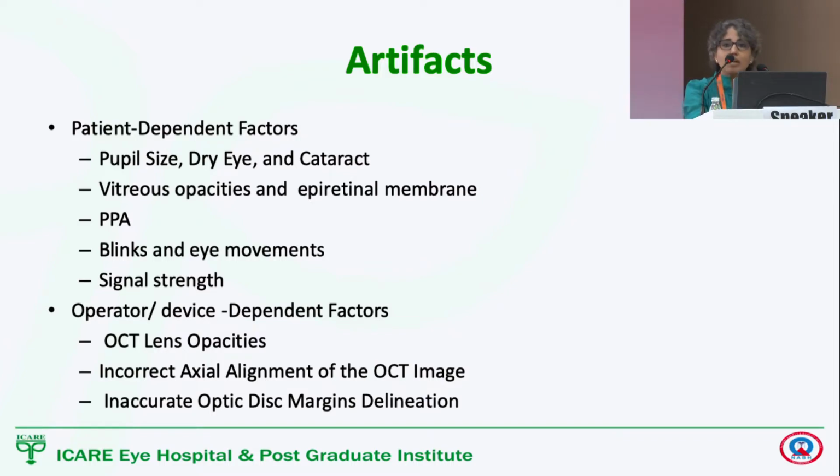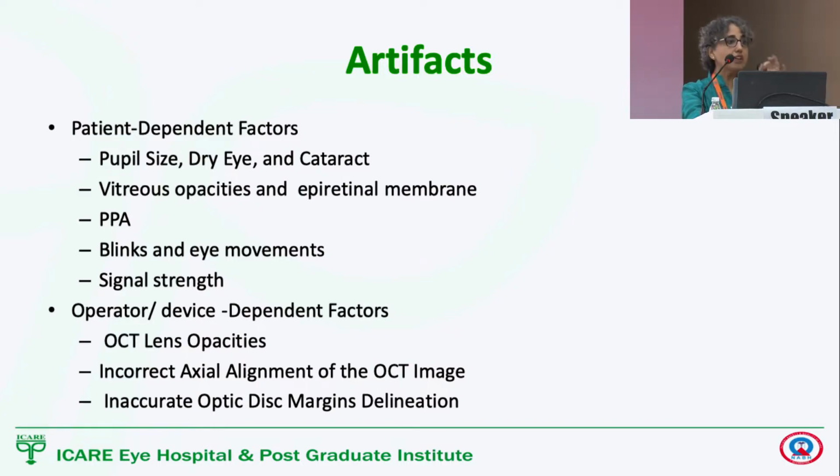You also have to understand, like all tools, OCT is also vulnerable to artifacts, which can be either patient-dependent or it can also be machine or operator-dependent. So in the patient-dependent factors, it's the pupil size. Usually the newer machines are good and they can get you a good scan in any pupil diameter above 2 to 3 millimeters.